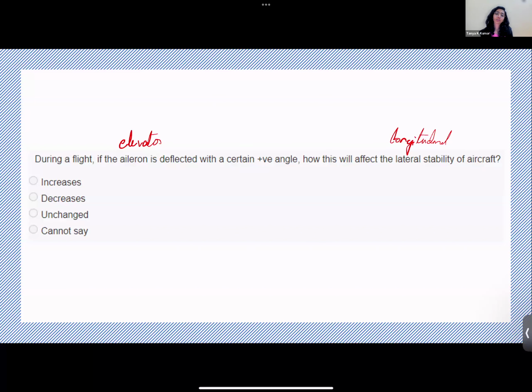Okay. So the aircraft will pitch down. If I deflect the elevator down, the aircraft will pitch down. How is the stability affected? What will be the effect on longitudinal stability? Why would it be more stable? Can you try and explain?